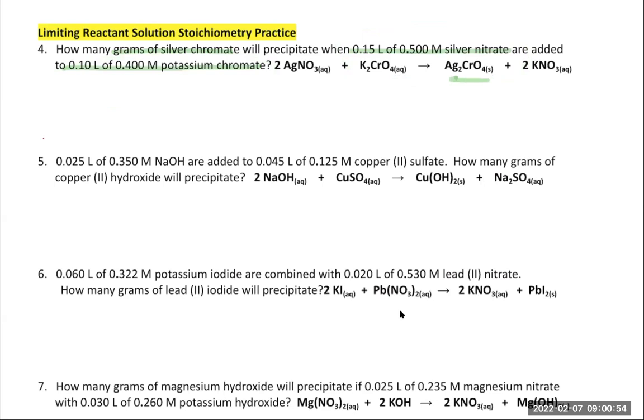And I will need to calculate how much silver chromate can be produced from each of those reactants. And I will be limited in my amount of product by the reactant that runs out first. So I need to calculate how many grams of silver chromate each reactant can produce. So I'll have two stoichiometry problems to achieve that.